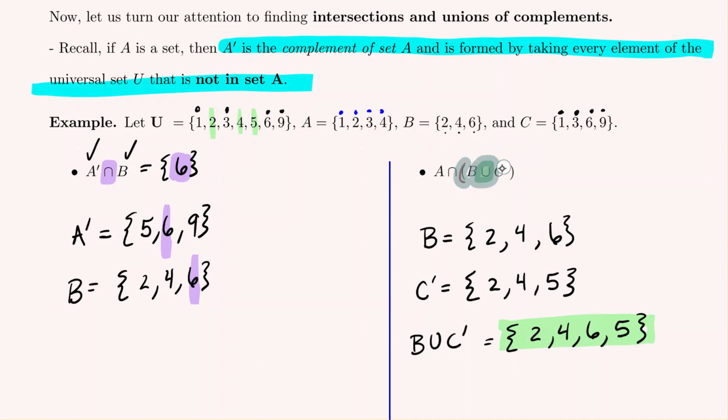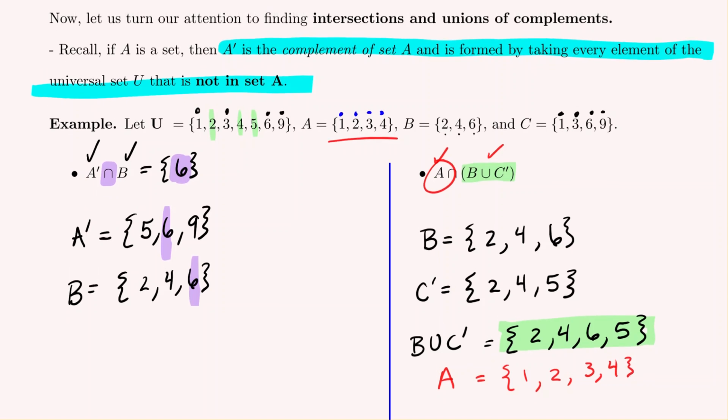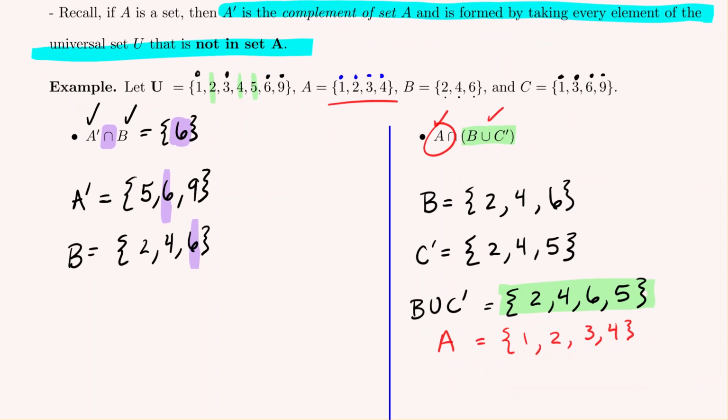So now that I understand what should be in B union C complement, I can now consider intersecting it with A. So I write down what is A. A was already given, so I don't need to find that. A is the set of 1, 2, 3, 4. And then in order to find their intersection, remember, what do you do for the operation intersection? You write down everything that they have in common. So I'm going to mark what items they share.